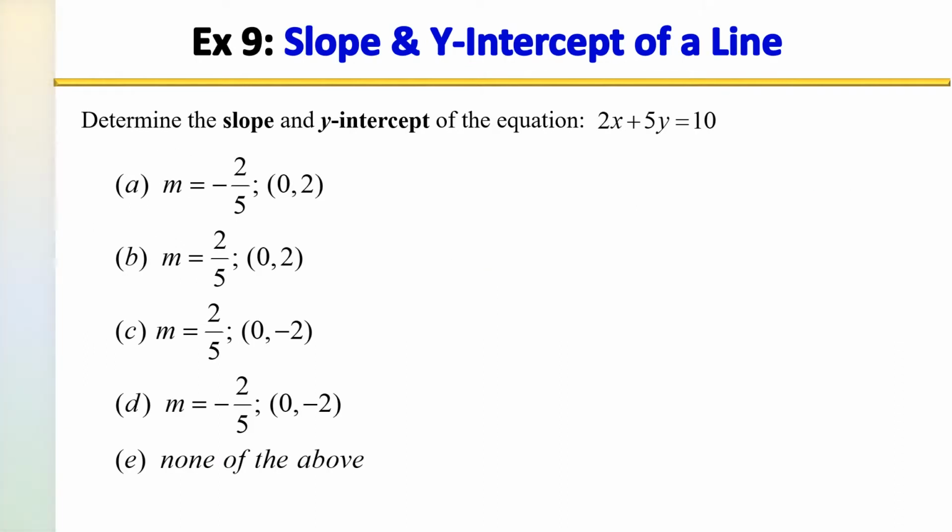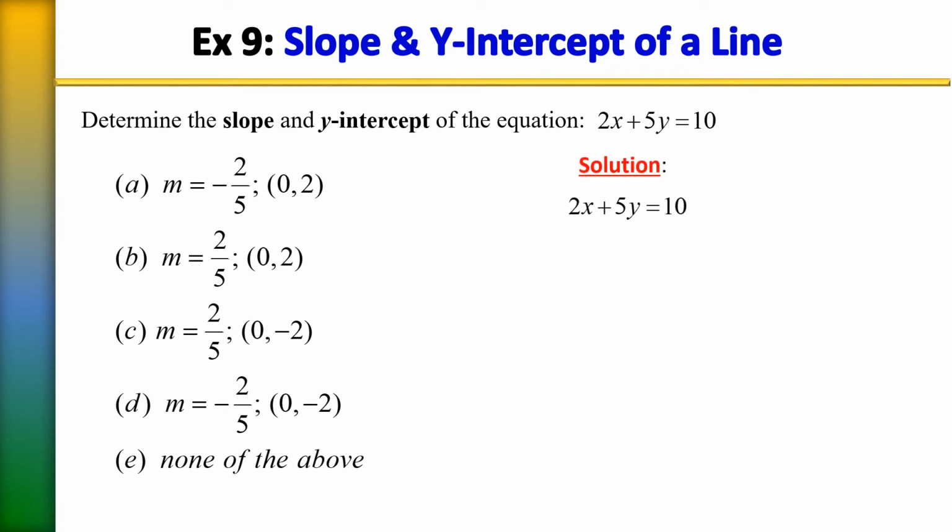In this example, we're asked to determine the slope and y-intercept of the equation 2x plus 5y equals 10. Now, the first step to finding the slope and the y-intercept is to rewrite the equation in slope-intercept form, meaning solve for y. So the first step towards solving for y, we're going to go ahead and subtract 2x from each side.